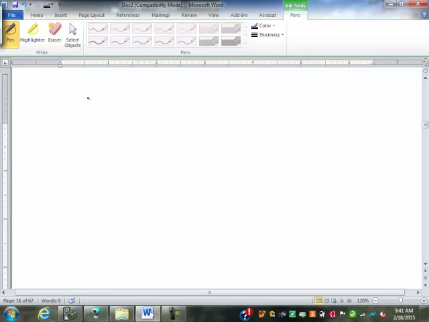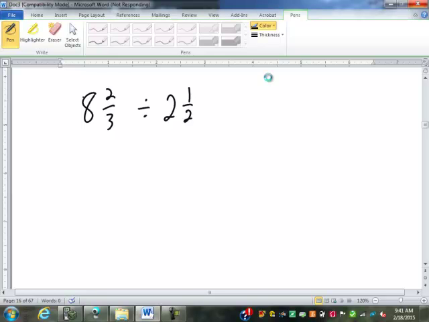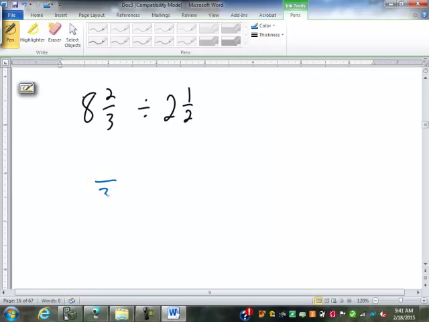So anyway, division is the same way. 8 2/3 divided by 2 1/2. Since we're going to turn division into multiplication, we're going to multiply by a reciprocal. It makes sense we'd do the same thing with our division. We're going to turn it into improper fractions. So this is going to become how many thirds here? 26 thirds. This will become 5 halves.